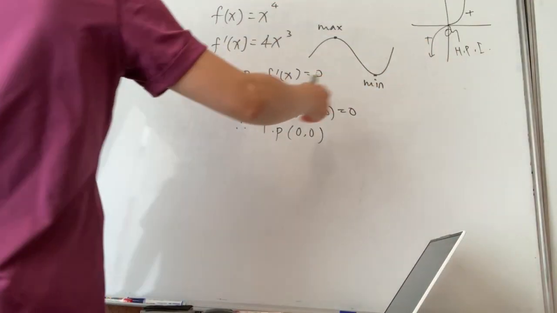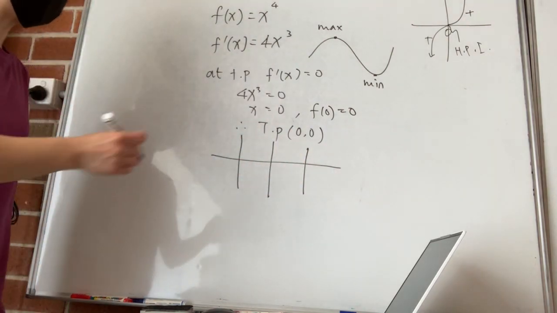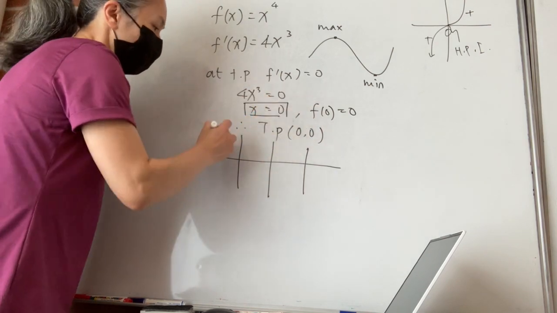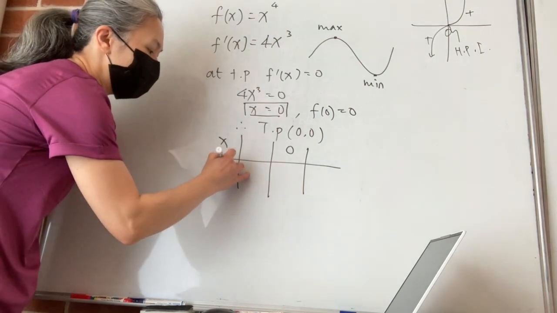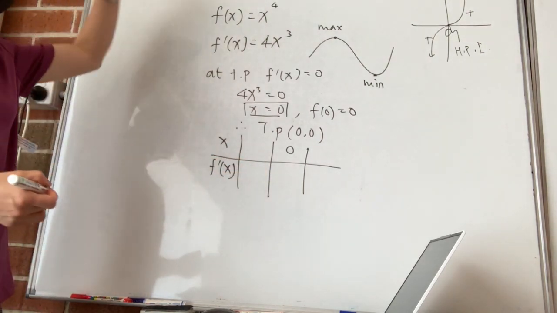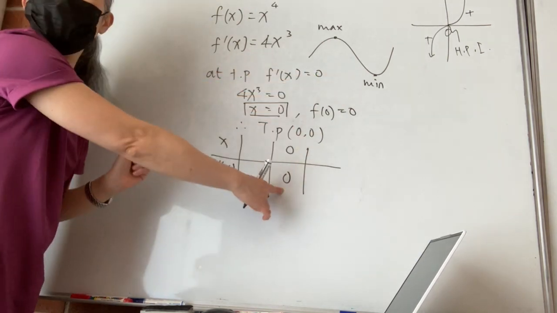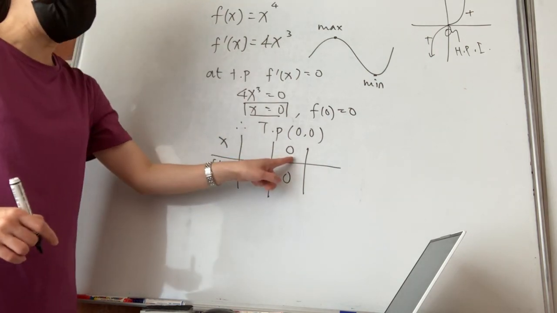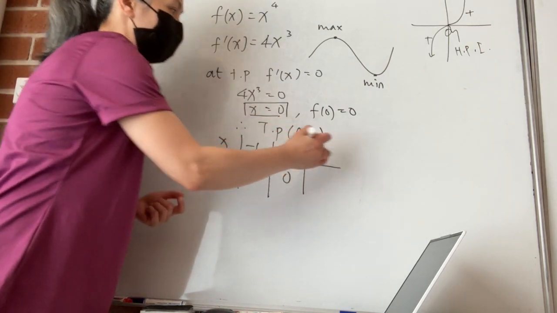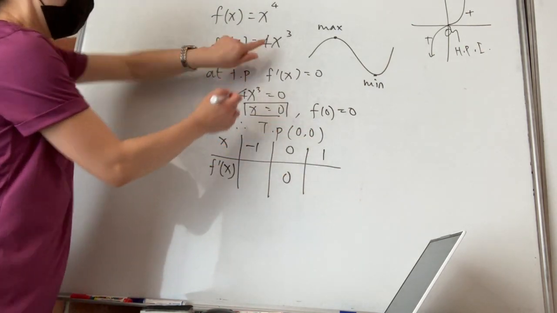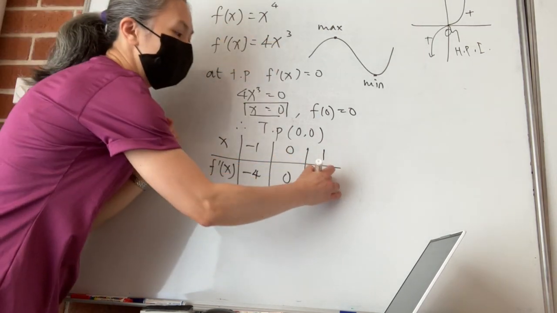In order to do that, the first method you are going to learn is to draw up a table of values. Whatever the x is goes in the middle, and in here you are going to have f dash of x. Of course, this is where we come from. f dash of 0 is going to be 0, isn't it? Because it's giving you 0 in here. Then you pick a point that is less than 0, for example minus 1, and greater than 0, I can pick 1. If I pick minus 1 into here, I'm going to get minus 4. 1 into here, I'm going to get 4.